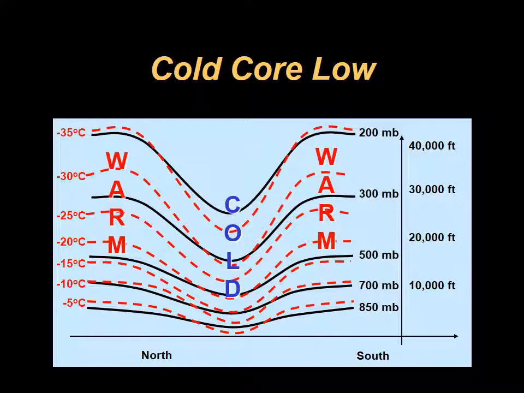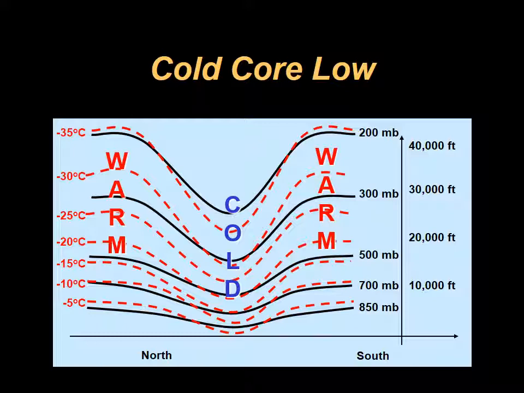So here we have a cold core low in cross section, and it shows the center of the weather system to be cold, and the exterior, either side of that low pressure system, tends to be warm. So because of the thickness, or the hypsometric equation, it tells us that because of colder temperatures, the thickness or the distance between pressure surfaces are going to be closer together. So on the outer part of this low pressure system, where the air is warmer, the pressure surfaces are farther apart, and you can see that the heights are higher.